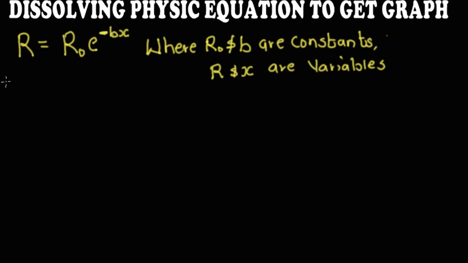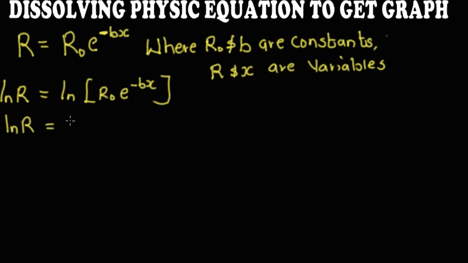So we're going to be having ln R. We are introducing ln R. ln R is equal to ln R naught e minus bx. Okay, we have introduced ln. So the next thing, we're going to open the bracket as we did in the previous video. So we're going to have ln R is equal to ln R naught plus ln e minus bx. Okay, we have separated these values.